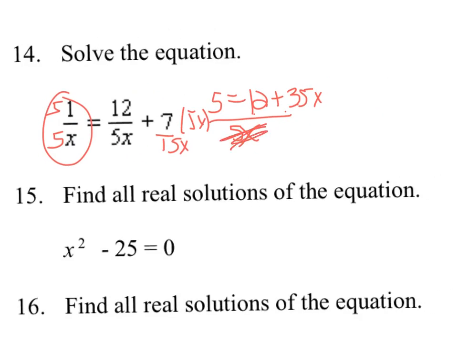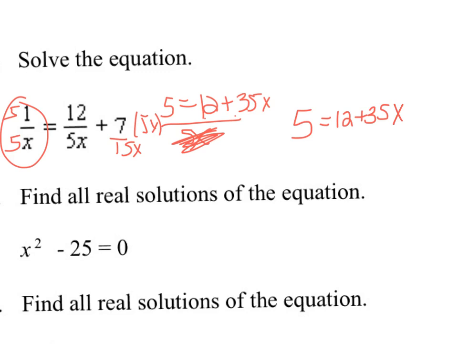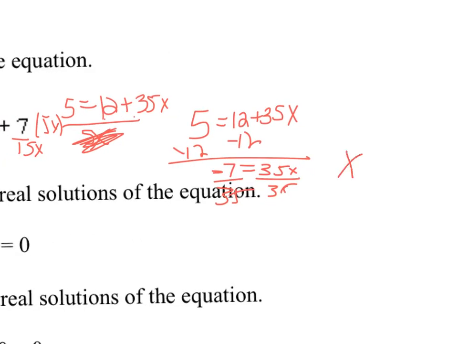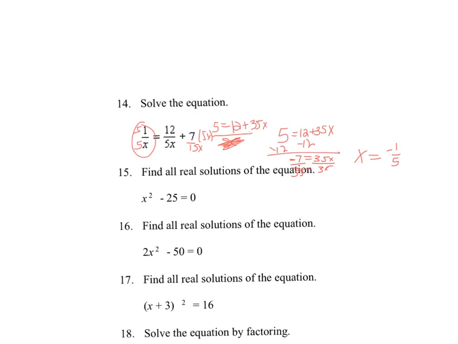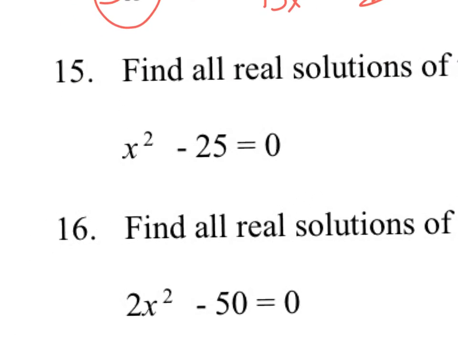Once we do that, guys, the bottom doesn't matter, and now we just solve. So you have 5 equals 12 plus 35x. Okay, what do I do? Subtract 12. So you have negative 7 equals 35x. Now what? Divide by 35. So you have x equals, 7 going into 35, it's negative 1/5. Again, if you did not know how to do that, you could take whatever the multiple choice answers are and plug it back in.